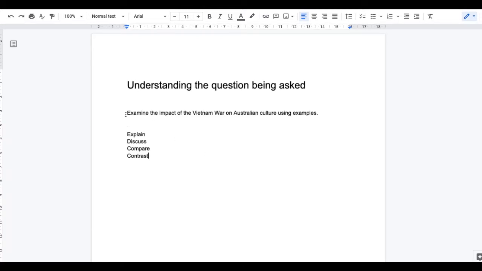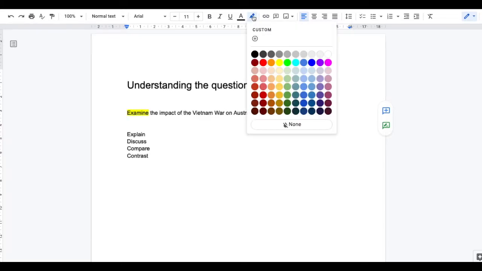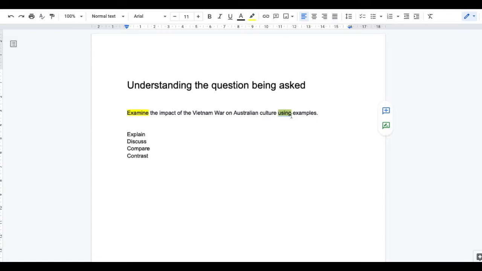You can see here I have a question or an instruction on what I'm supposed to do for this research task. The first thing I do always for all questions that I'm being asked is I look for the verbs. So we start at the very beginning, examine. That is a verb. It's a doing word. It's telling me to do something. Okay, the impact of the Vietnam War on Australian culture, using another verb. Okay, so I highlight that one. Okay, using examples. So here in this assignment, I have to examine and I have to use. They're the two things that I have to do.